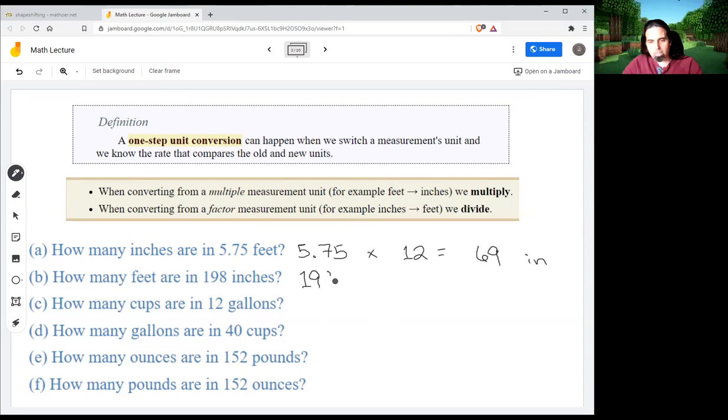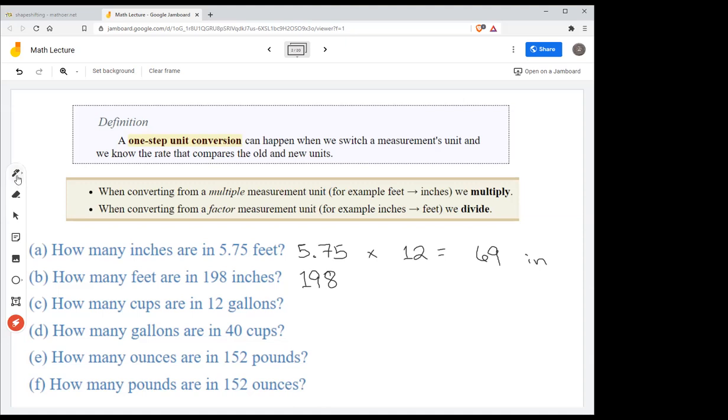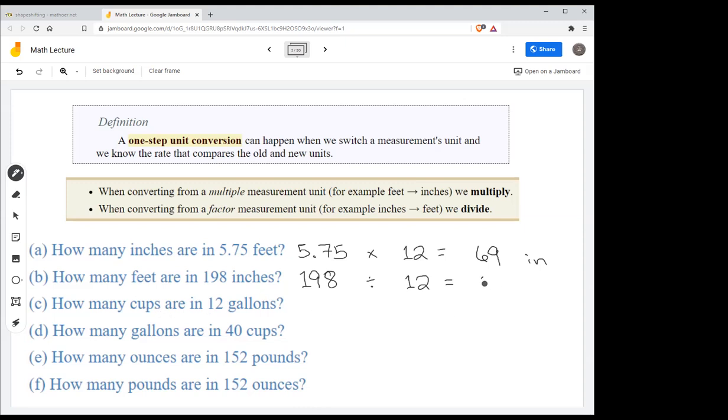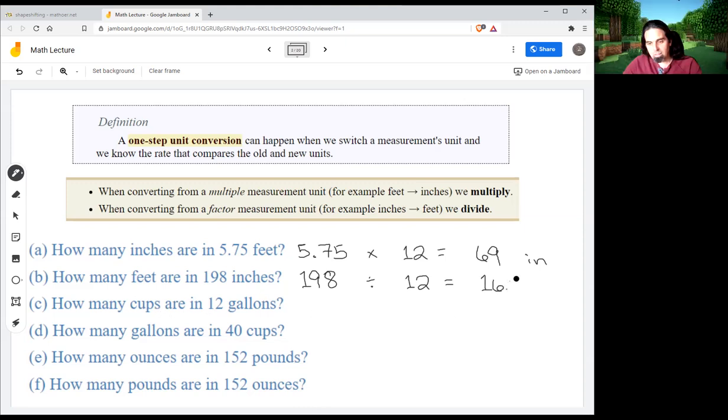How many feet are in 198 inches? So I'll take the 198. Am I multiplying or dividing? I'm starting with the inches. Dividing. The inches are a factor of the feet, so I divide. It's 12 that connects inches and feet. 16.5. Okay, thank you.